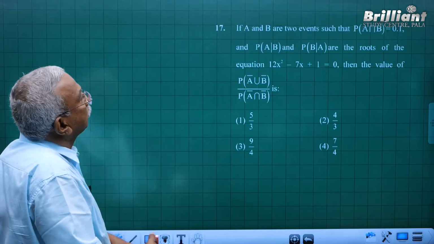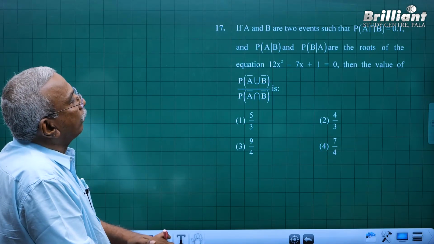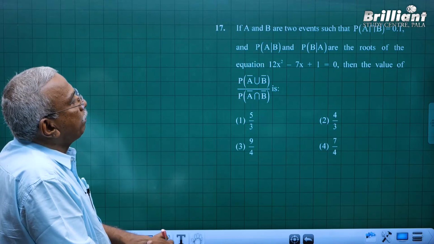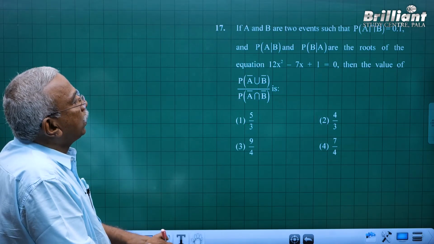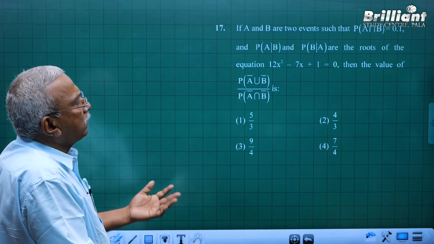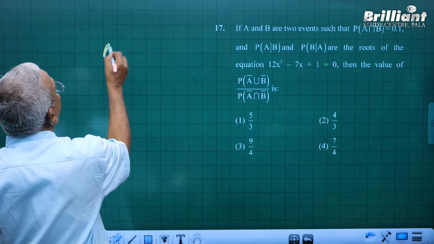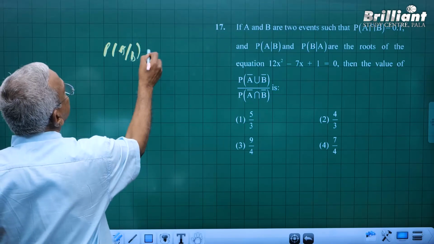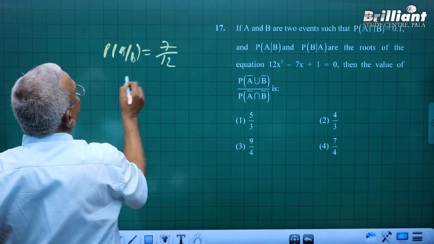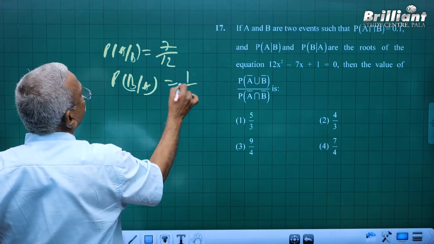Okay. Now the next one. A and B are two events such that P of A intersection B is equal to 0.1, and P of A given B and P of B given A are the roots of 12x square minus 7x plus 1 equal to 0. So we can think any one of them to be that root. So P of A given B is equal to 7 by 12 and P of B given A is equal to what? 1 by 12.